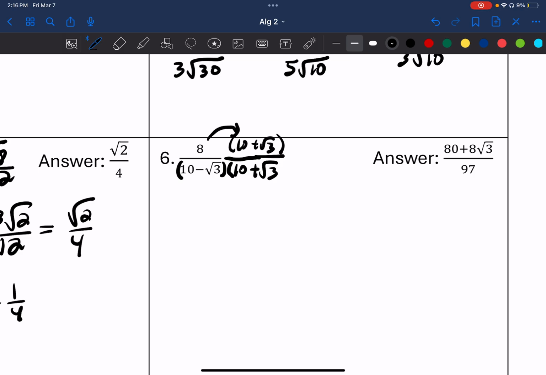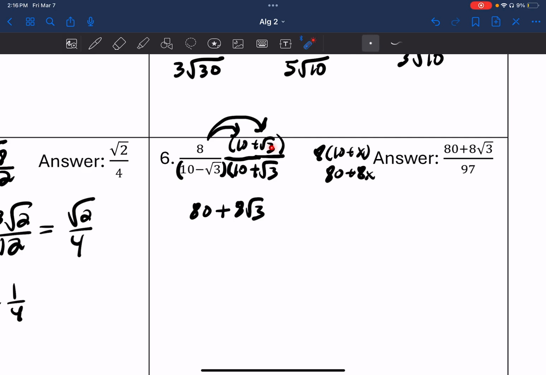So we're going to distribute here, distribute here. So in the numerator, we would have 80 plus 8 root 3. Again, remembering that we can't combine this, right? Imagine like we had 8 times 10 plus x. That would be 80 plus 8x. And the same thing holds if we have a radical there.